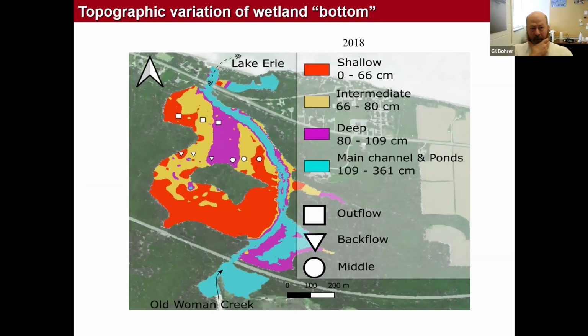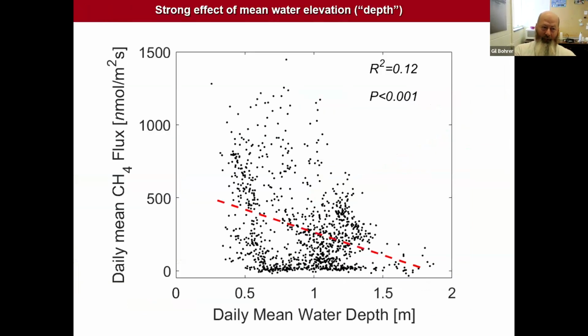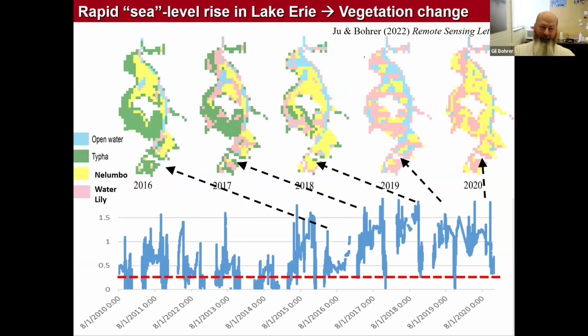So here's a map of a sampling location we did in 2018. We looked at different locations at the wetland. Some of them are shallower, some of them are deeper. And again, remember, shallow, intermediate, and deep are associated with different vegetation types, but which type depends on what year you come. A different year, there were different vegetation types at each location.